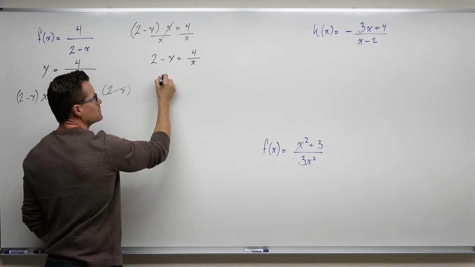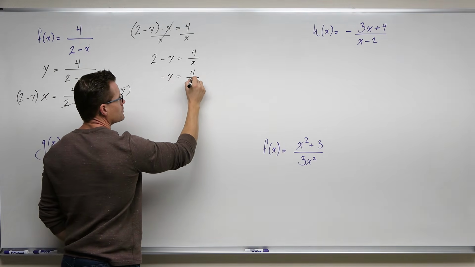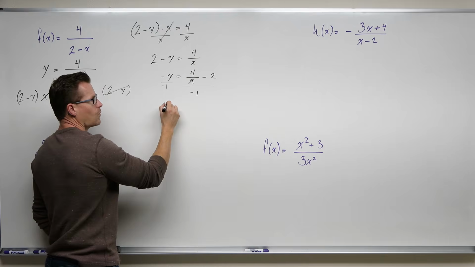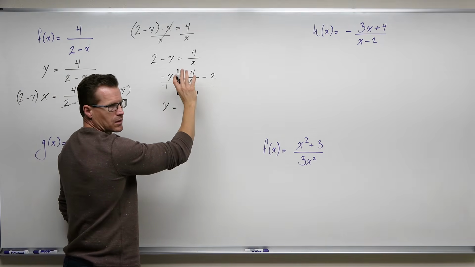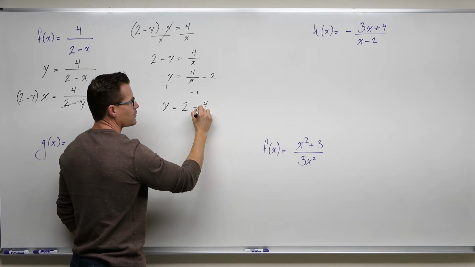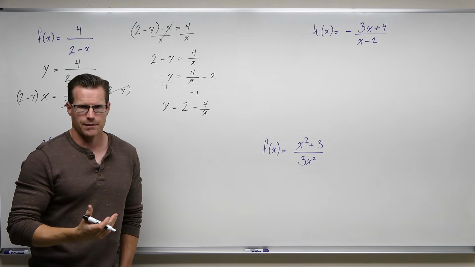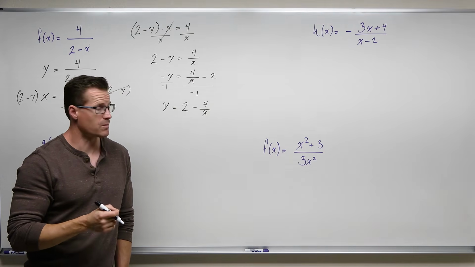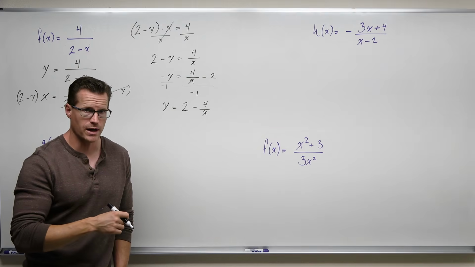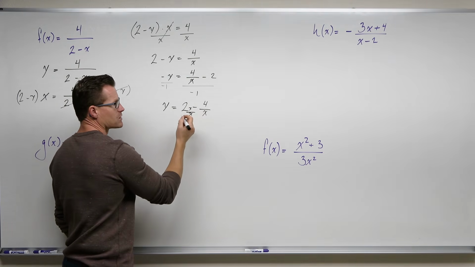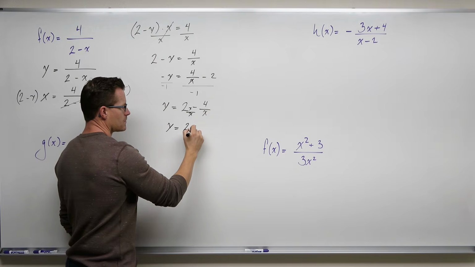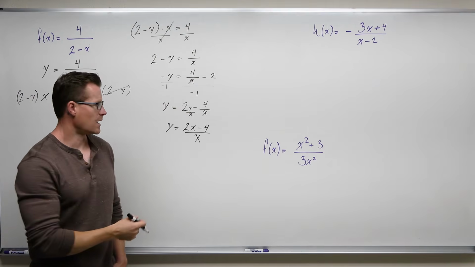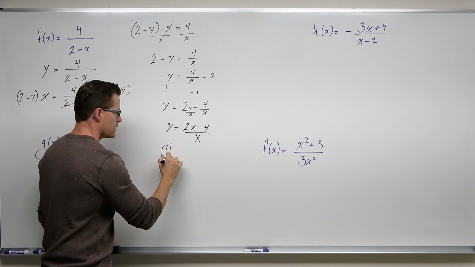We're going to subtract 2. And if we divide by -1, we get y equals, I'm going to switch our order here, 2 minus 4 over x. We're done. That's our inverse, 2 minus 4 over x. If you have to make this one fraction, remember you need a common denominator. That'd be 2x minus 4 over x. You can do that. And that's fine also. It's the same exact thing. And you say, all right, this is f inverse of x.